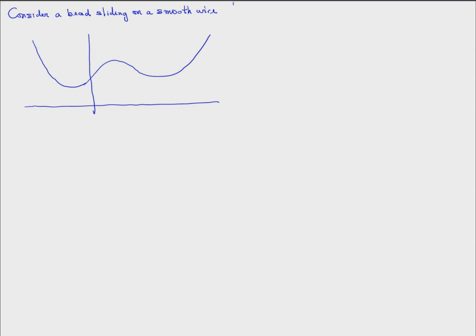The concept of stability of equilibrium can be understood by means of this very simple example. Consider beads sliding on a smooth wire. Let the shape of the wire be given by the function f of x, as shown here, with the bead sliding on it. Here, by smooth, we mean that there are no kinks in the wire. The shape of the wire is differentiable many times with respect to x, and there is no friction.